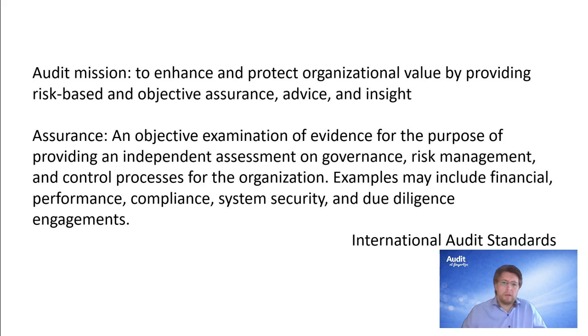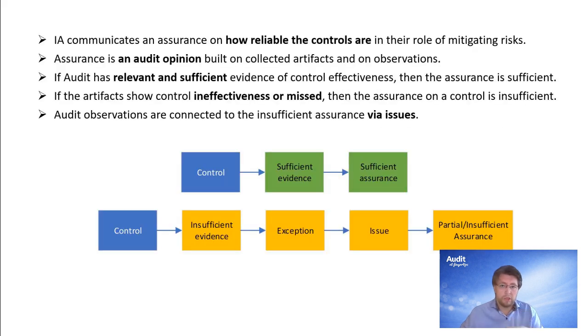Okay, let's start from basics to understand why we need issues, why they're so important. Remember, according to internal audit standards, the audit mission is to provide assurance. And assurance is objective examination of the control environment. In fact, the assurance is an audit opinion, which audit is given, and this opinion tells whether the controls in the scope of the review are reliable enough to mitigate the risk.